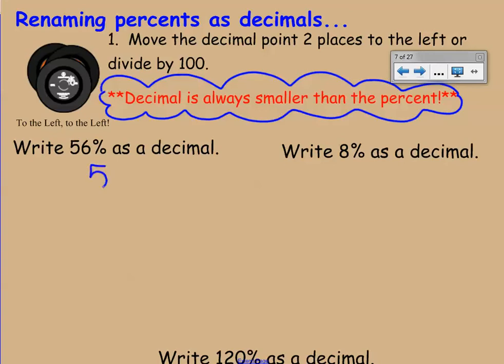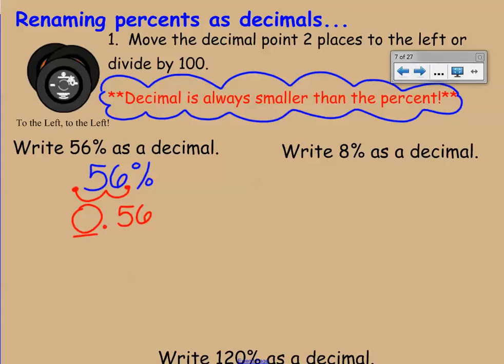So on your paper, write down 56%. And what we need to think about is where is our decimal point right now in the number 56. Decimal points, if they're not written, are always at the end of the number. So my decimal point is technically right there behind the 6. So what I'm going to do is move my decimal point to the left twice. So I'm going to move it to the left, and my decimal point now goes in front of the 5. So my decimal would be 0.56.